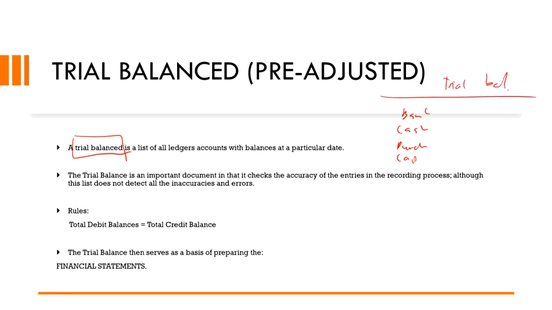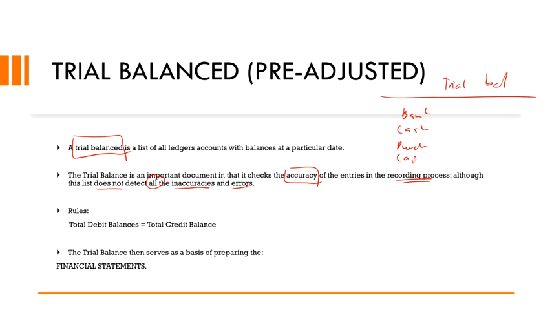Okay, so the trial balance is an important document in that it checks the accuracy of the entries in the recording process. Although this list does not detect all the inaccuracies and errors. Okay, so maksudnya trial balance ni penting untuk dia check ketepatan, sama ada betul tak kita record kita punya journal entries tu. Okay, tapi dia bukanlah detect semua, sebab dia pun ada errors dia tersendiri.